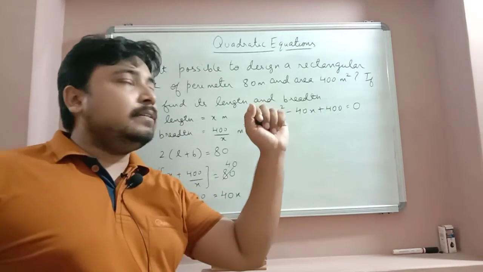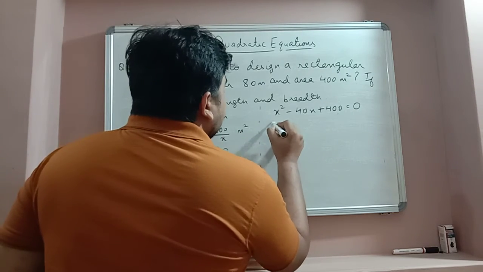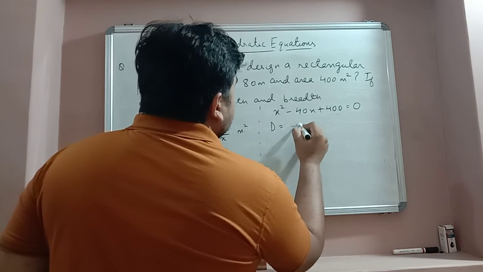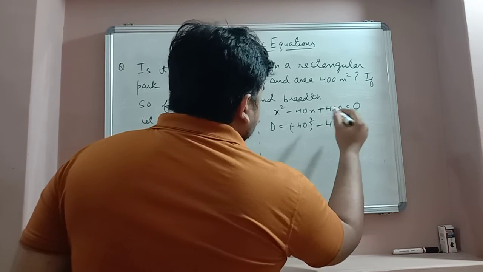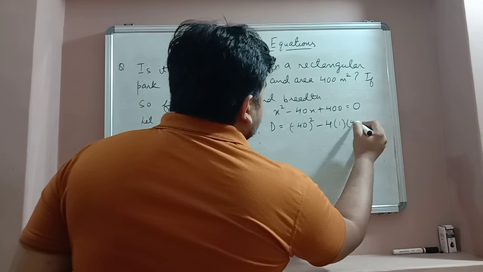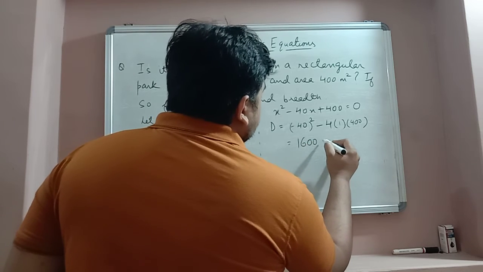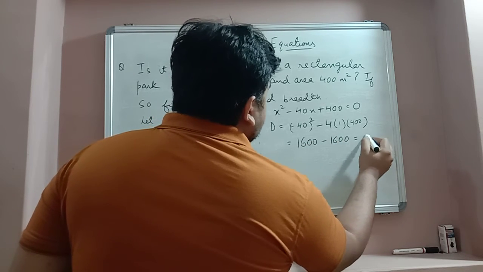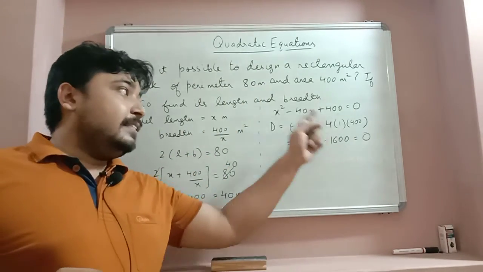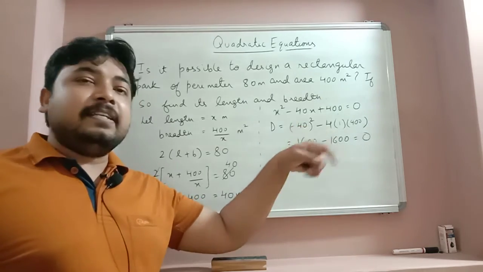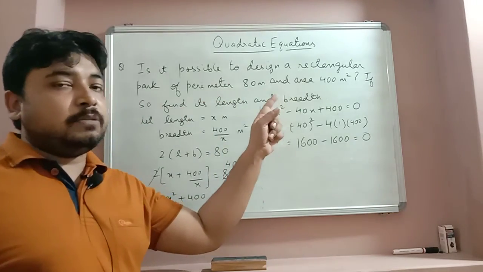Let's find out the discriminant of this particular equation. The discriminant is given by b square minus 4ac. So it will be minus 40 whole square minus 4 times 1 into 400. So this will turn out to be 1600 minus 1600. Now D happens to be 0. Now if D happens to be 0, then definitely this equation has real roots, and in fact it has equal real roots. So yes, it is possible to design the rectangle.